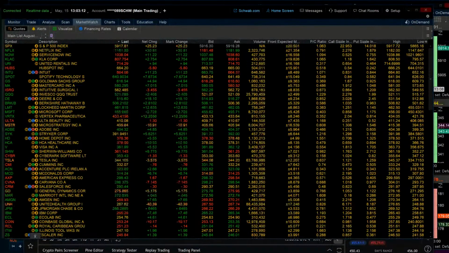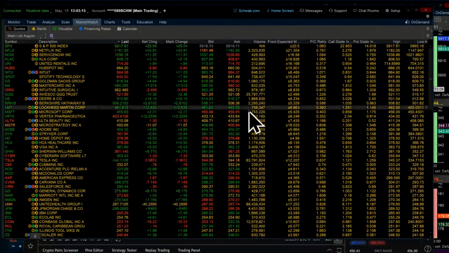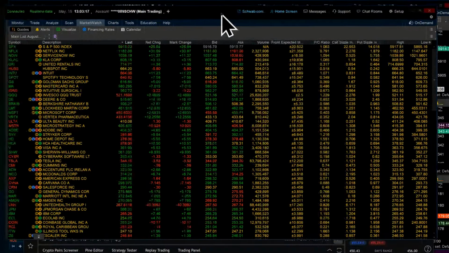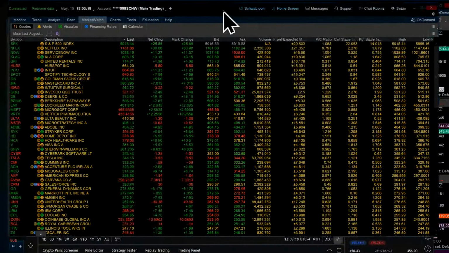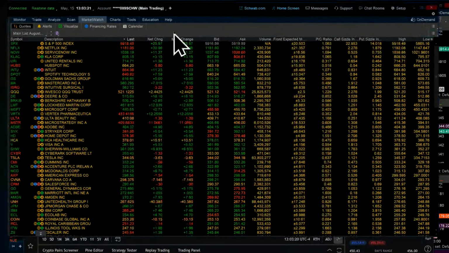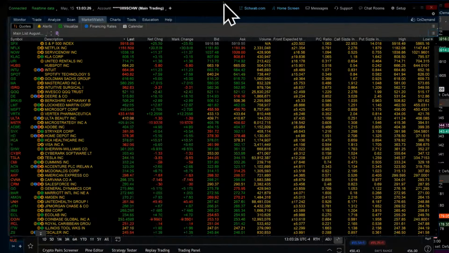Now, this is not static. So one day I might add Target. I might add the oils. I might add the golds. So I add all this stuff. I mean, it constantly moves, but that's it for now.